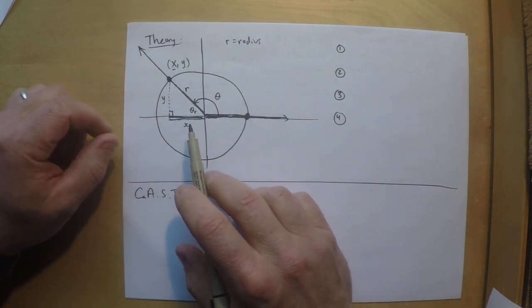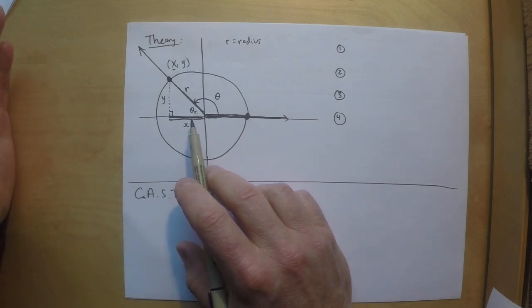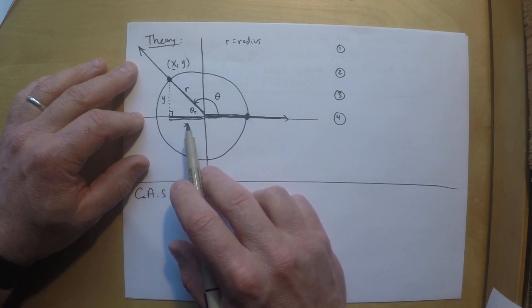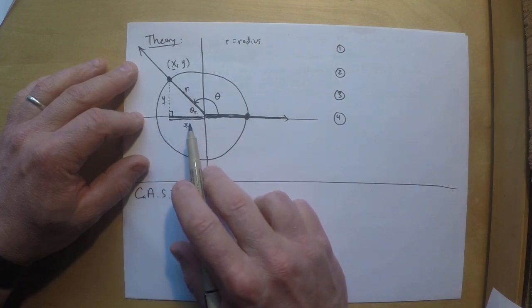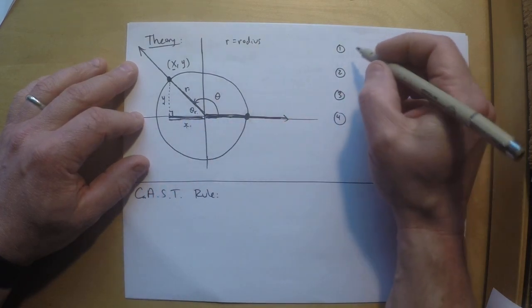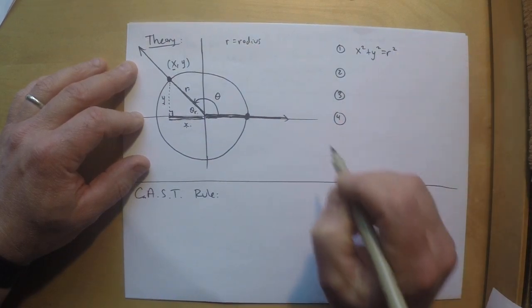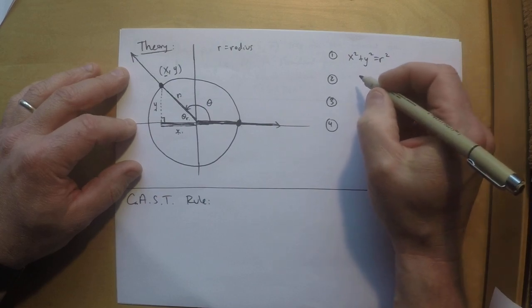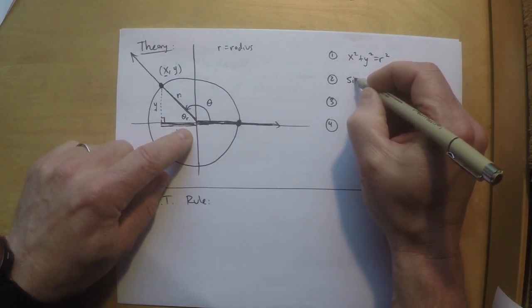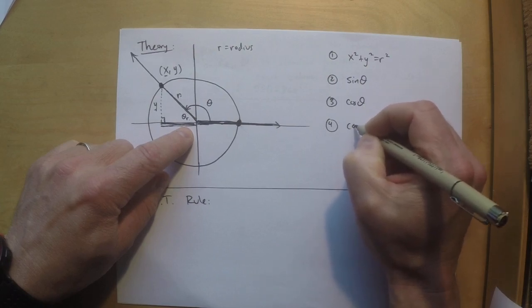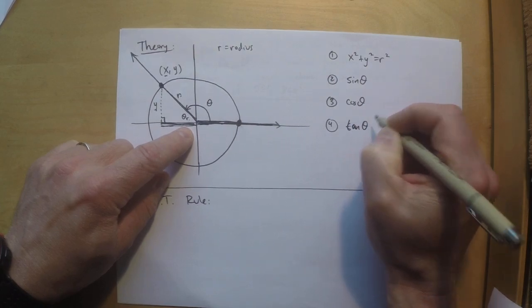There are 4 relationships that come out of here that you know from grade 10 trig. First is Pythagoras with that right angled triangle: x squared plus y squared equals r squared, like a squared plus b squared equals c squared. So that's one relationship that you will always know. The other ones are SOHCAHTOA. You will know sine of the angle, cos of the angle, and tan of the angle.